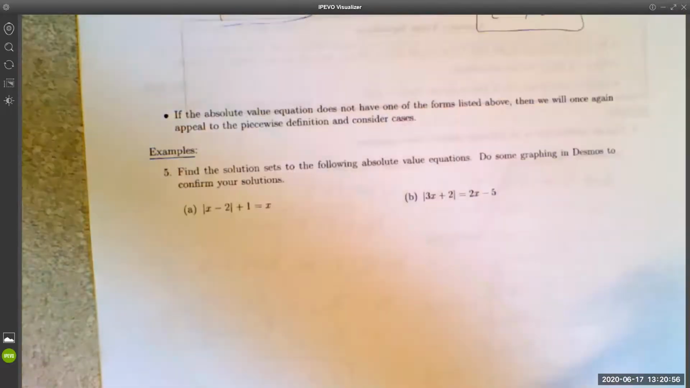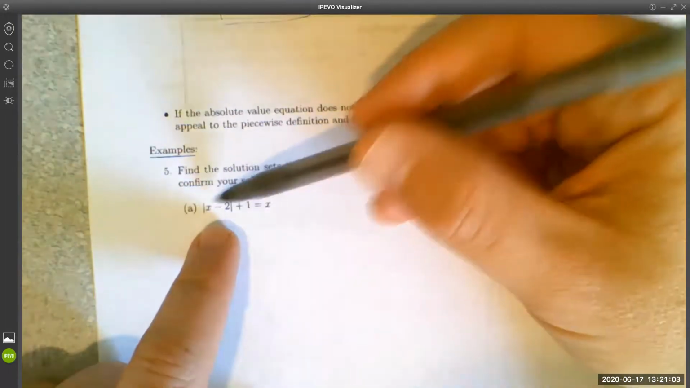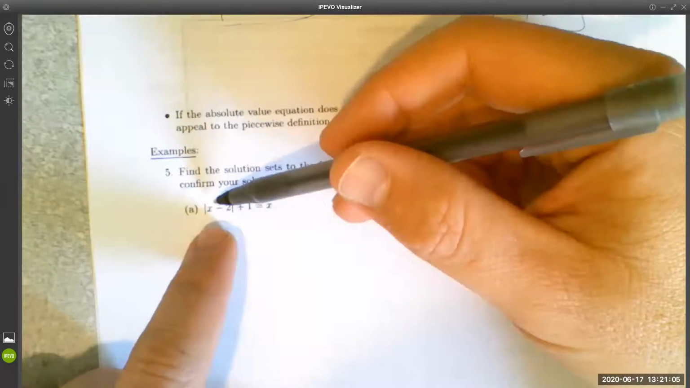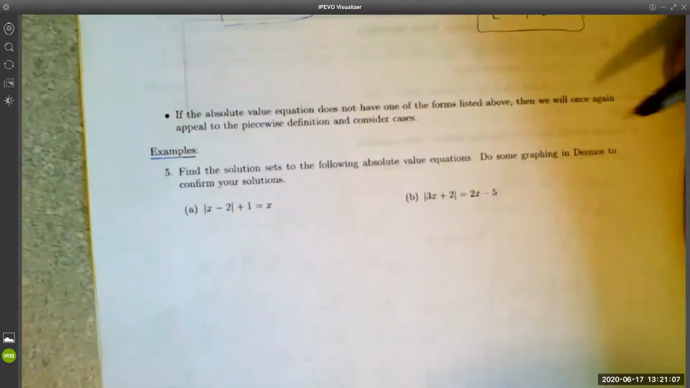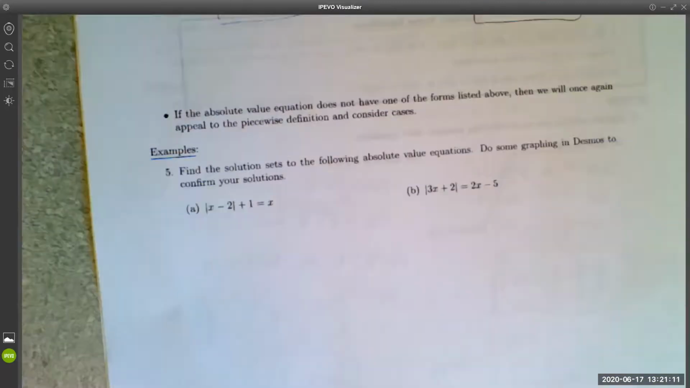So here we go. If I want to solve the absolute value of x minus 2, plus 1, equals x, well, one way that I could do it would be to say this.